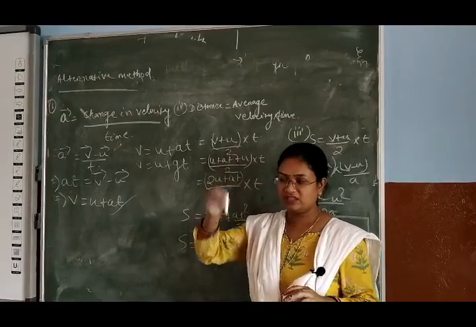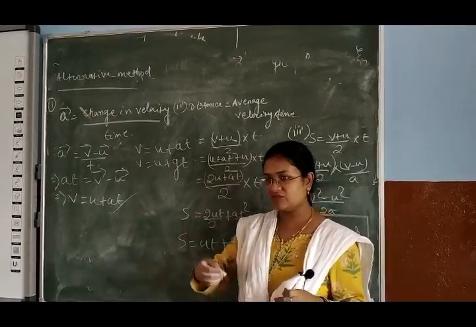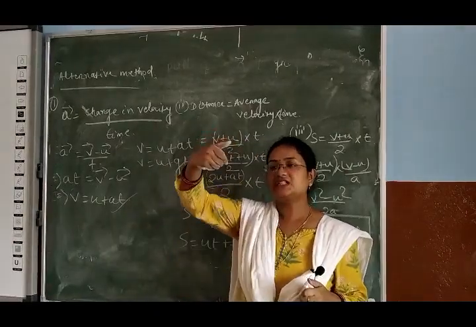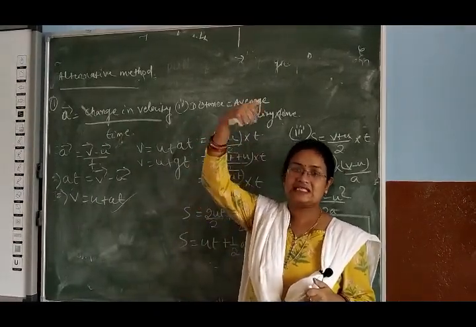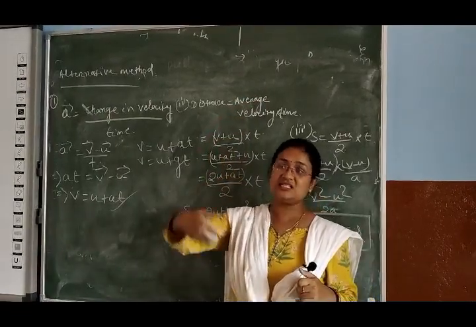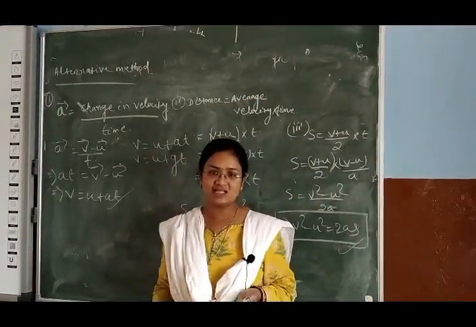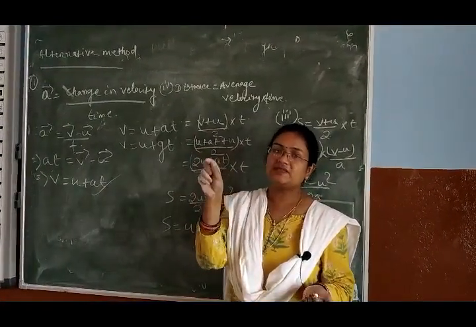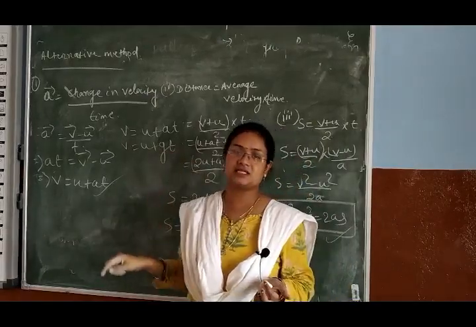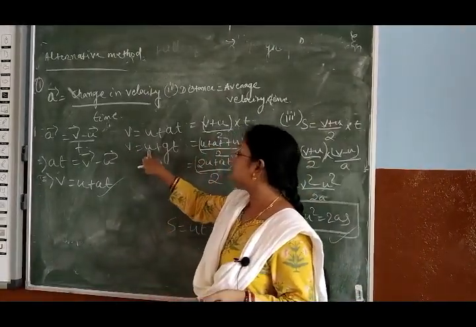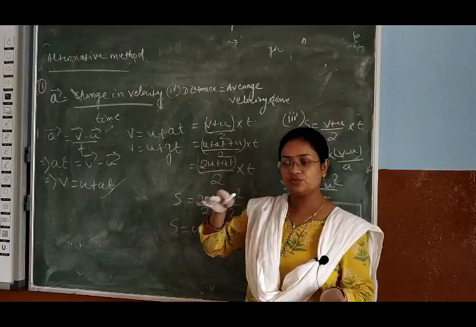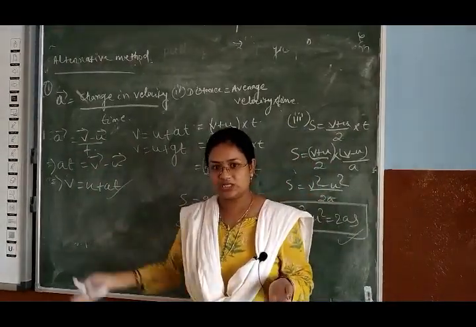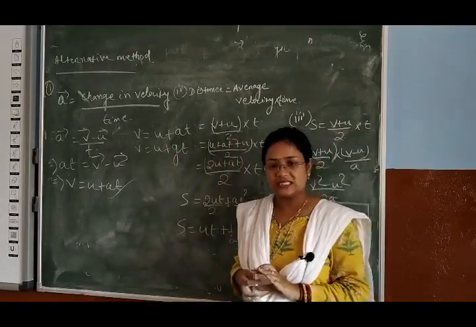If the body is moving in the downward direction, this holds. If the body is moving in the upward direction, then the acceleration will be negative, because in the upward direction the velocity is continuously decreasing. I had told you if the velocity is decreasing, that is negative acceleration. So if the body is moving upward, in place of A you will write minus G. So V equals U minus GT. S equals UT minus half GT square. V square minus U square equals minus 2GH. Like that only you have to change. Okay.